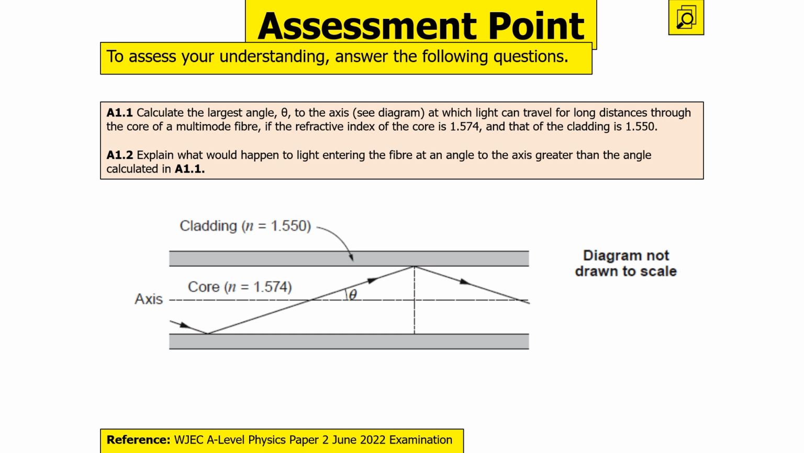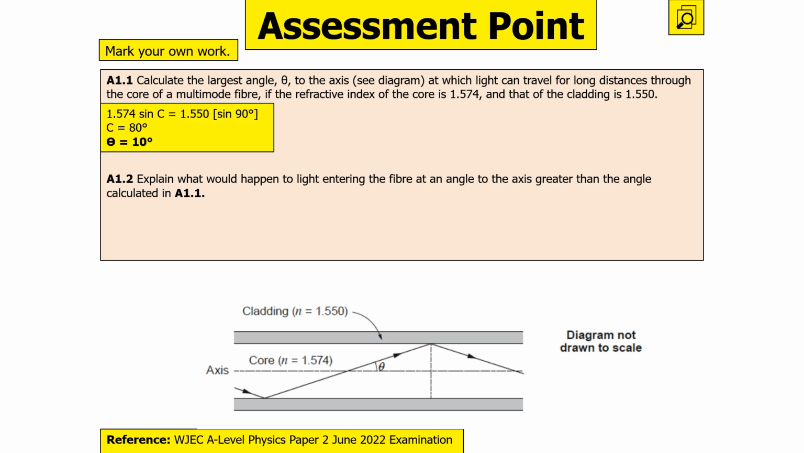Calculate the largest angle theta to the axis at which the light can travel for long distances through the core of a multimode fibre if the refractive index of the core is 1.574 and the cladding is 1.550. Explain what would happen to the light entering the fibre at an angle to the axis greater than the angle calculated in 1.1. So pause the video now, then unpause the video when you want to go through your answer.